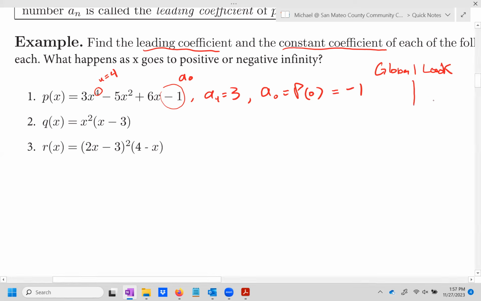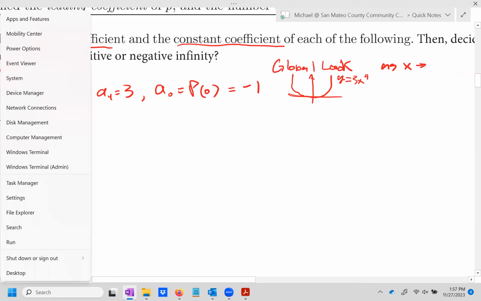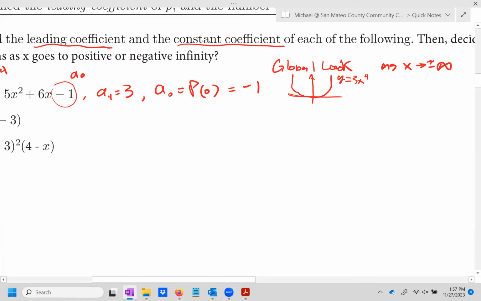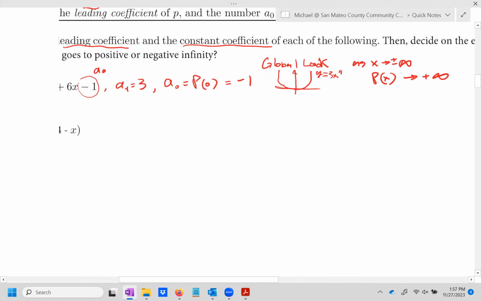Now, what's the global look of a 4th degree thing? The global look is going to look like y equals 3 times x to the 4th. And so it's going to look like this from far away. Isn't it? Even power function. It's not flipped over, right? Okay, so as x goes to plus or minus infinity, since it's even, we can just put it all in one statement. It doesn't matter if I'm going to positive or negative infinity, my function p of x goes to plus infinity on both sides. True story. Do you believe me?